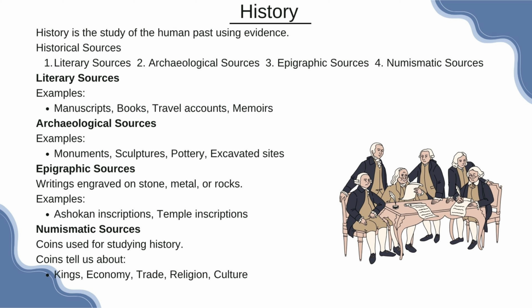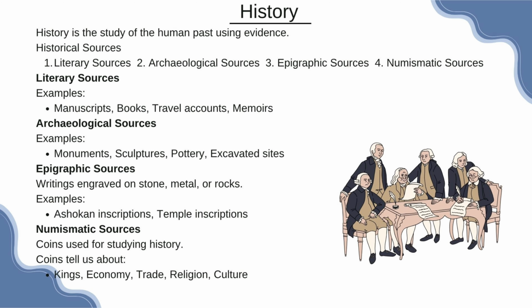Third, coins. Did you know a single coin can tell us an amazing story? Ancient coins reveal the names of kings, the symbols they used, their religion, their trade, and even the economic condition of their kingdom. Something as small as a coin can become a window into an entire civilization.